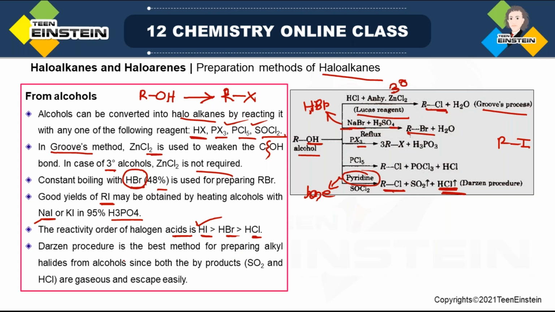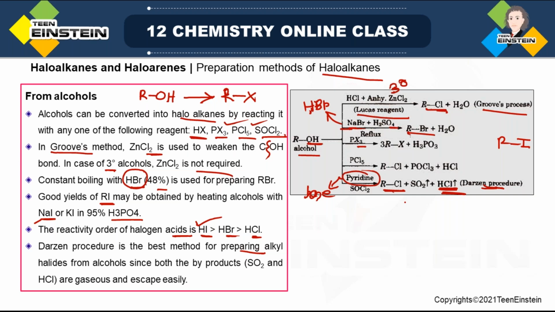Then we have the Darzens procedure, which is the procedure mentioned here. A mixture of pyridine and SOCl2 is used as the reagent. It is a good method for preparing alkyl halides from alcohols. Why are we calling it a good method? Because the byproducts generated here are sulfur dioxide and HCl, and both are gaseous in nature, so their removal will be very easy.